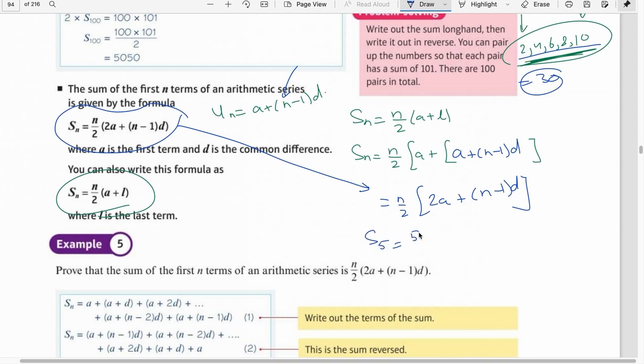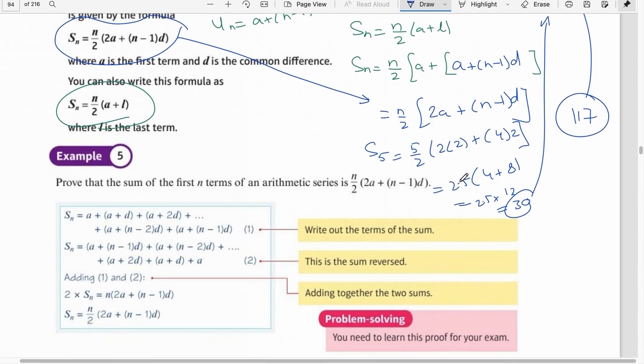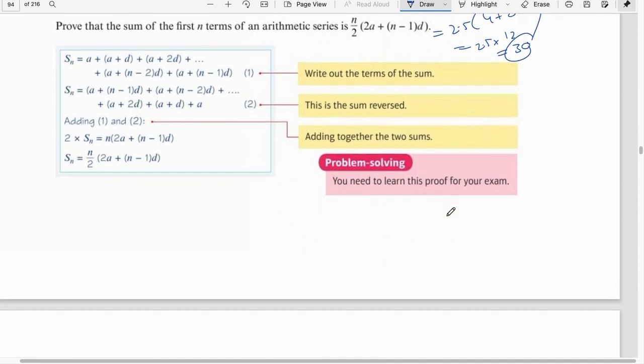So S5 is 5 by 2 into 2 into the first term 2, plus 5 minus 1 is 4, and the common difference is again 2. So 2.5 into 2 into 2 is 4. 8 plus 4 is 12, into 2.5 is 30. So we get the same sum. Now if someone says to use the same sequence and find the sum of the first 117 terms, if we go for manual addition, we'll definitely make a mistake and it would take very long. So we use these given formulas.